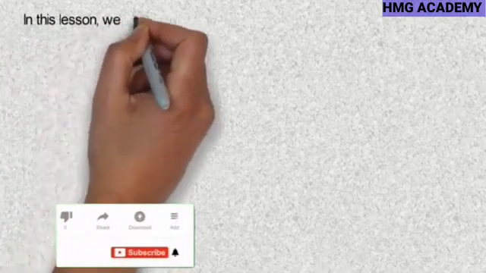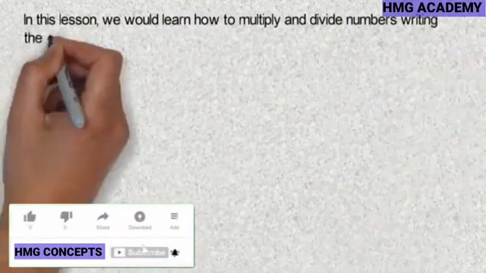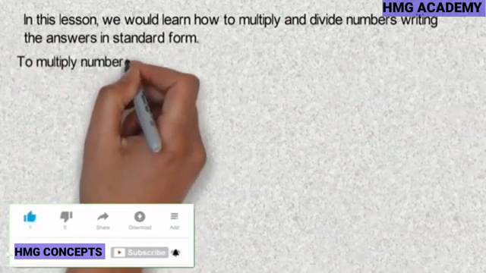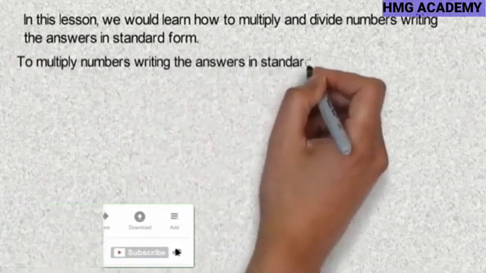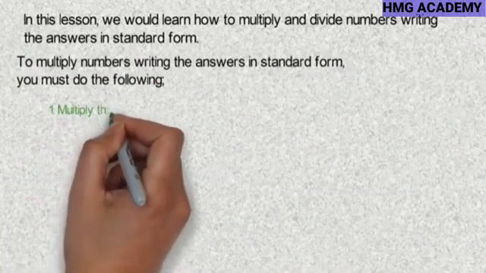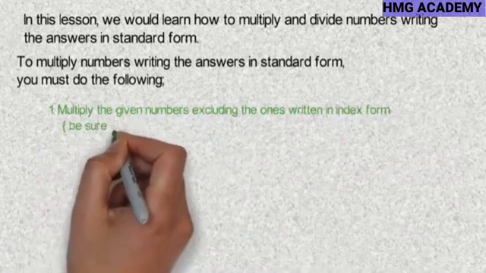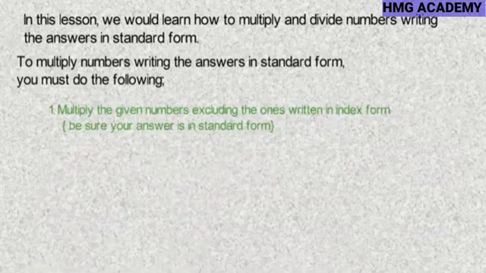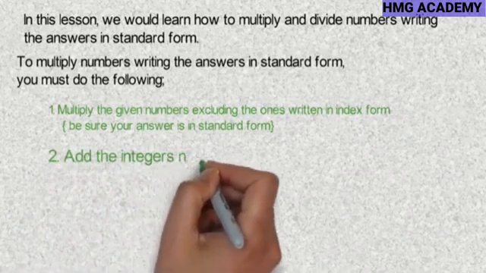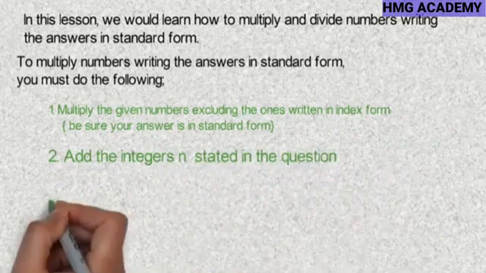In this lesson, we will learn how to multiply and divide numbers, writing the answers in standard form. To multiply numbers, writing the answers in standard form, you must do the following. 1. Multiply the given numbers, excluding the ones written in index form. Then you must be sure your answer is in standard form. 2. Add the indices stated in the question. That is, you add the powers.